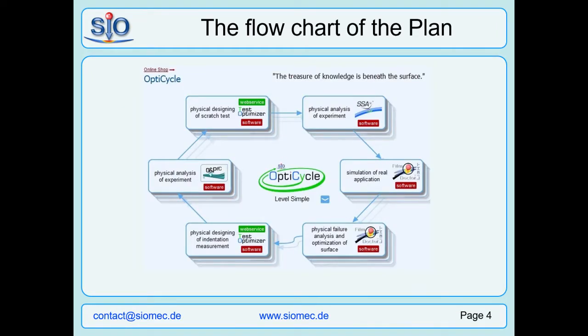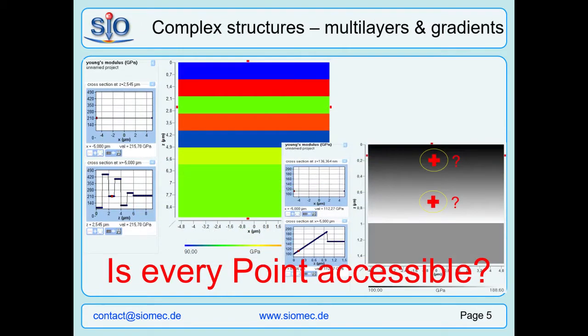Quite some years ago, the Saxonian Institute of Surface Mechanics therefore developed a feature portfolio called OptiCycle, which is a combination of different software tools to design an appropriate measurement test, analyze the experimental data, simulate an application, and finally help to optimize the structure of the substrate layer combination in question. But here again we face a problem, namely that for multi-layers and gradients, we very often are not able to access important material information at every point of the non-monolithic material.